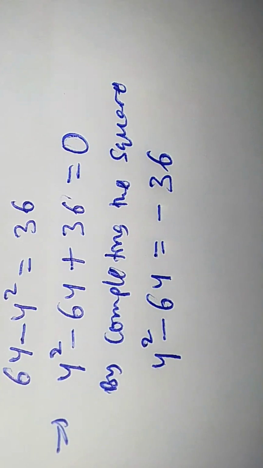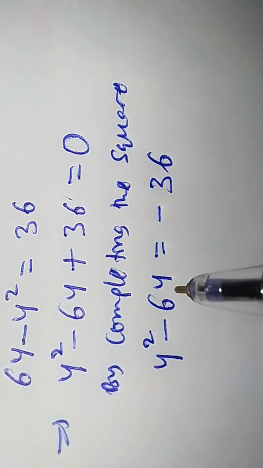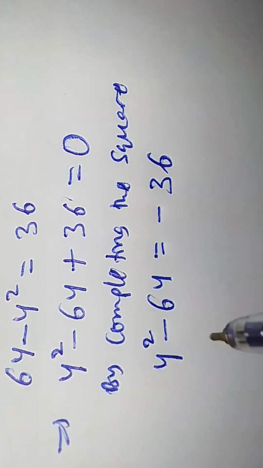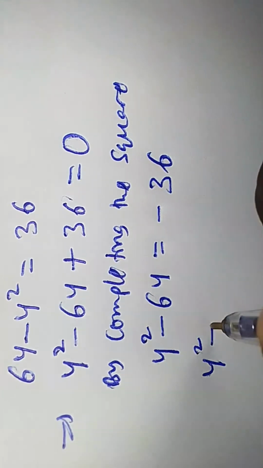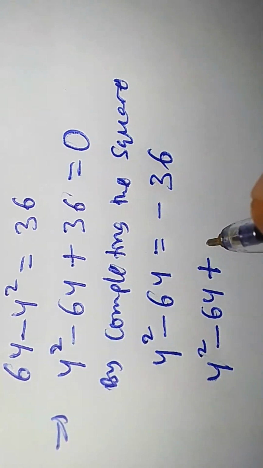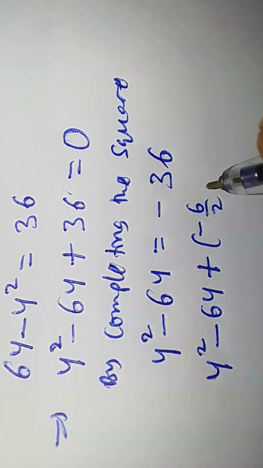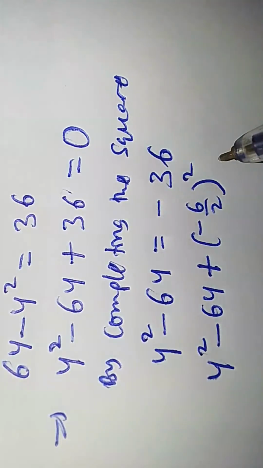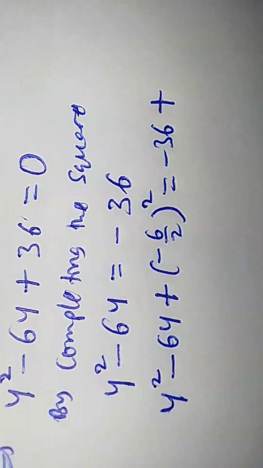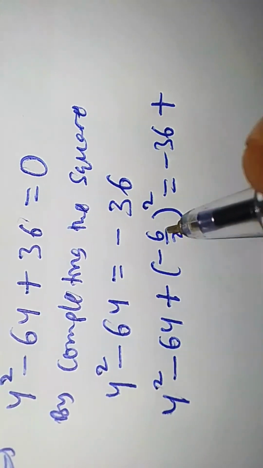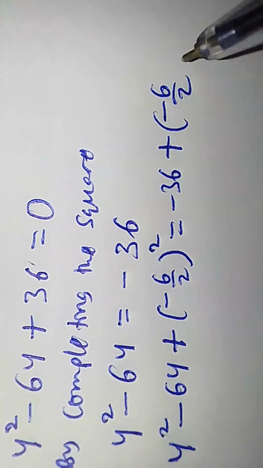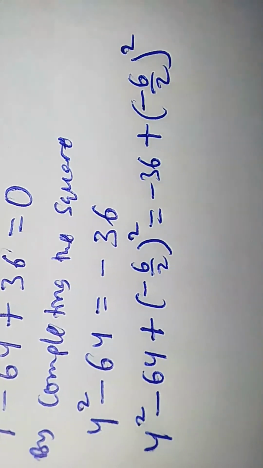The next thing we are going to do is to add half of the coefficient of y and at the same time square it to both sides. So we have y squared minus 6y plus, what is half of the coefficient of y? That should be minus 6 over 2, and at the same time square it, equal to minus 36 plus the same thing we do to this left hand side. We also add minus 6 over 2 squared to this right hand side. So that balances it up.